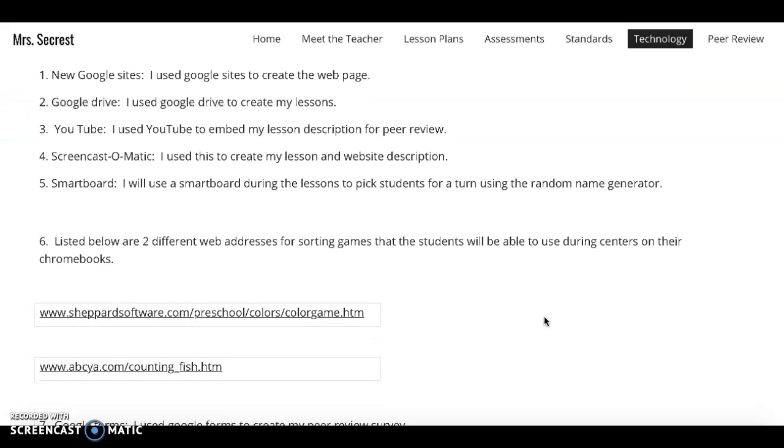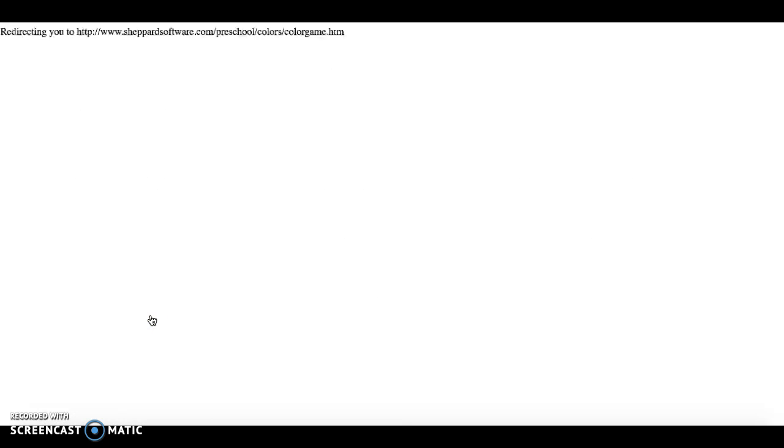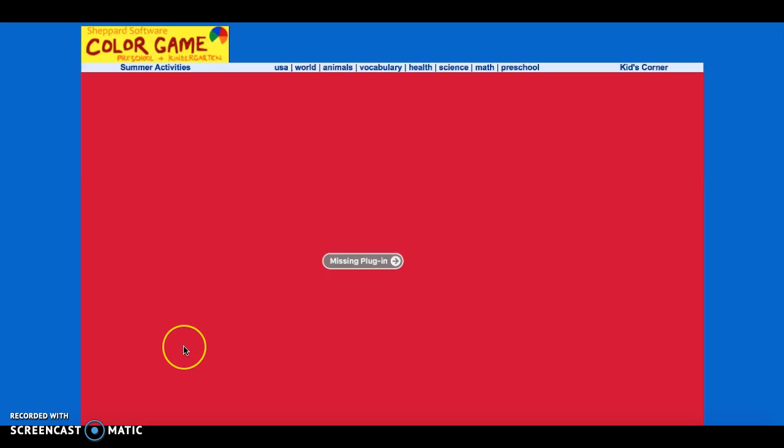In the lessons, you'll notice that it talks about the use of a smartboard to pick students. There's a feature on the smartboard and notebook called random name generator, and you can load your students' names in, and then it picks for them, and you can make different noises and things like that. There's also one of the centers, other than those assessment and playing with those blocks, will be Chromebooks, and there are 2 addresses for 2 different games that you can go to that basically do the same thing.